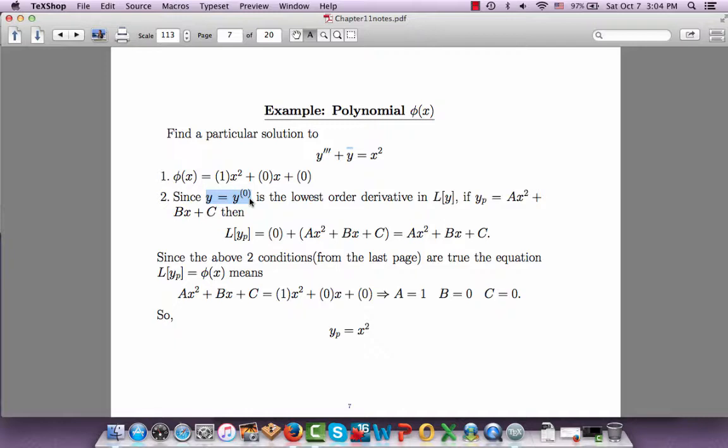So what we need to do is set y sub p equal to the same kind of linear combination as phi, so it's a quadratic. We're giving it undetermined coefficients: ax squared plus bx plus c. And then we plug that function into L of y sub p and figure out what that is. The third derivative is 0, so that's all I'm illustrating here. In other examples, it might not be 0. You'd have some other expression here involving the constants a, b, and c, and the variable x.